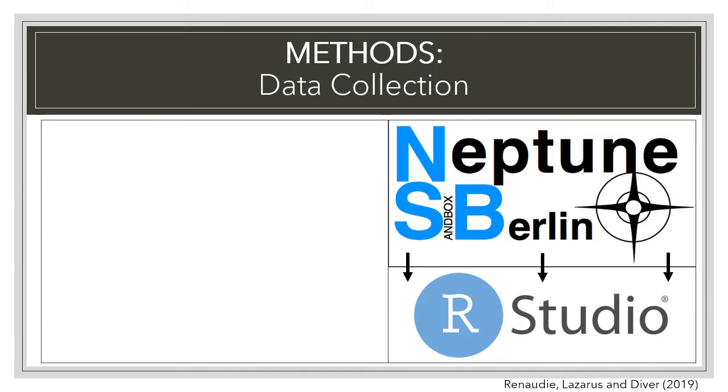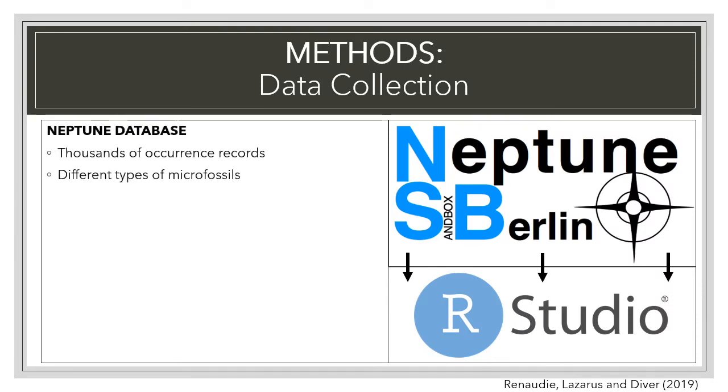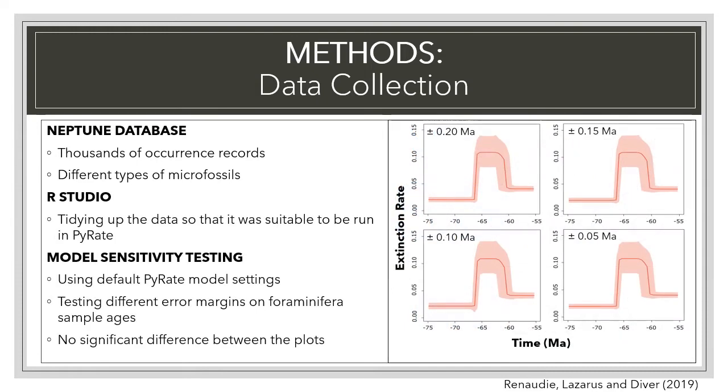Moving on to the methods then. Firstly, I collected data from the Neptune database, which is a micropaleontology database holding thousands of occurrence records of different microfossil groups, pulled from scientific drilling expeditions. I then tidied up this data within R. I tested for model sensitivity to see how sample age uncertainty impacts overall model uncertainty. There is no discernible difference between the plots of 4 different age errors, and therefore sample age uncertainty does not significantly impact upon the results.